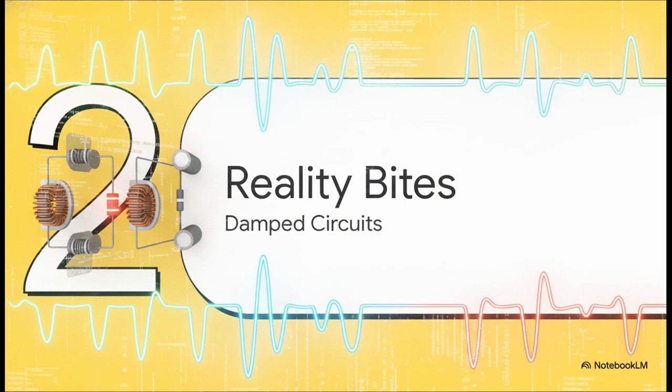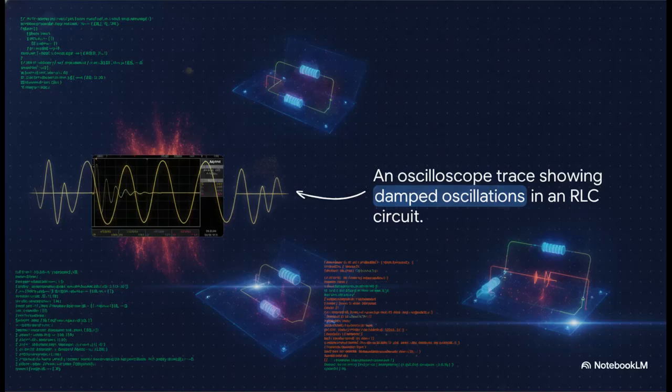Let's introduce real-world physics here, because perfectly frictionless systems, they just don't exist outside of a textbook. By adding resistance, we transform our pristine LC circuit into a damped RLC circuit. What happens is that the electromagnetic wave actually dies away over time. This is a process called damping.